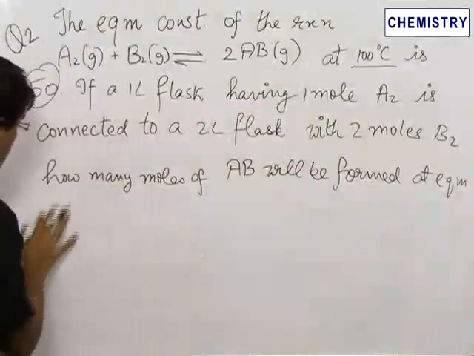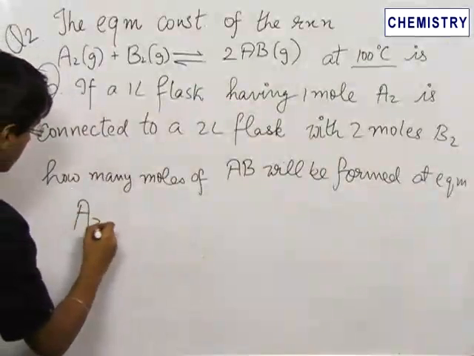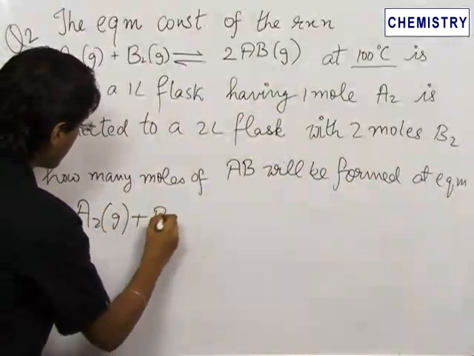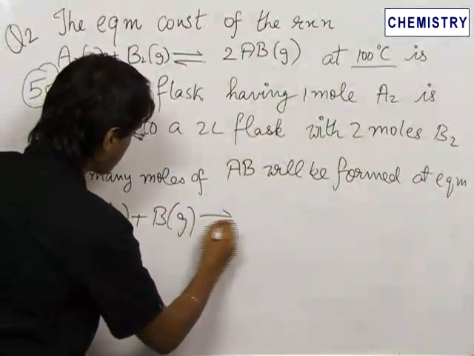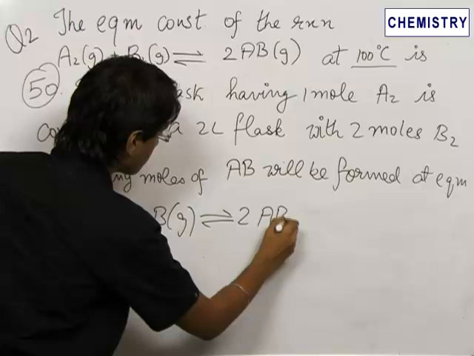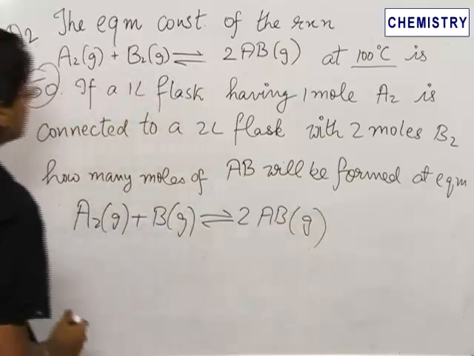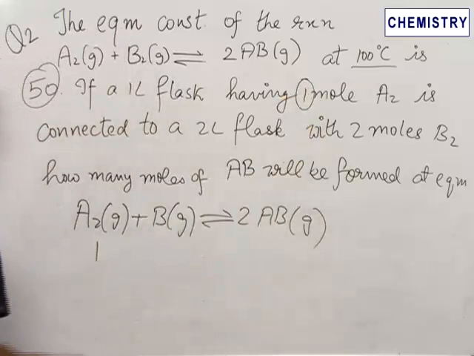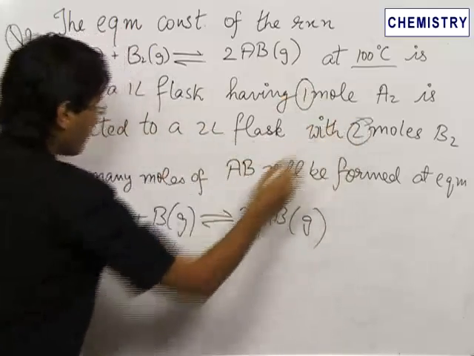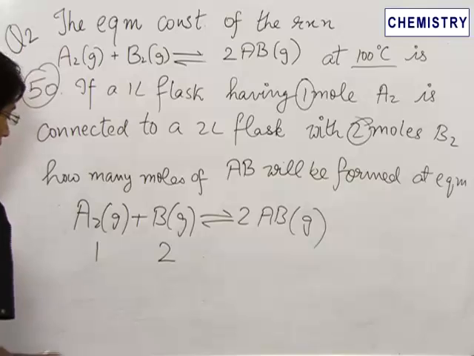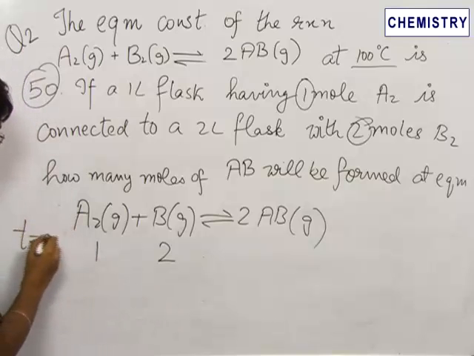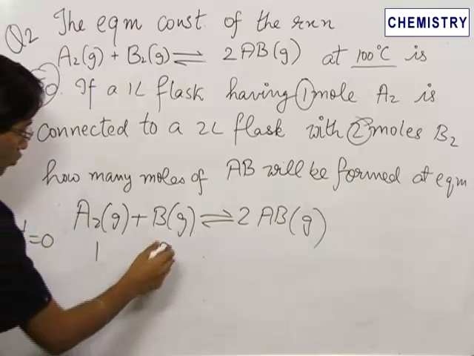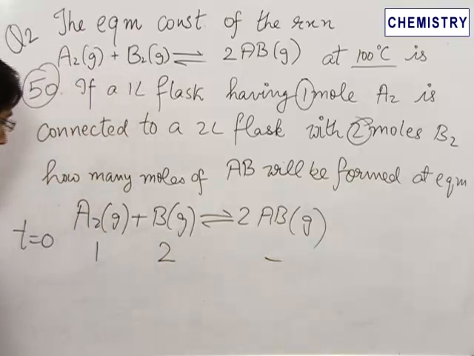So first, getting started with this problem, we first write the equilibrium equation, that is A2 gas plus B2 gas gives AB gas. Since we are starting with 1 mole of A2 and 2 moles of B2, let us write the number of moles at different instants. This is at T is equal to 0. We have 1 mole of A2, 2 moles of B2 and 0 moles of AB.